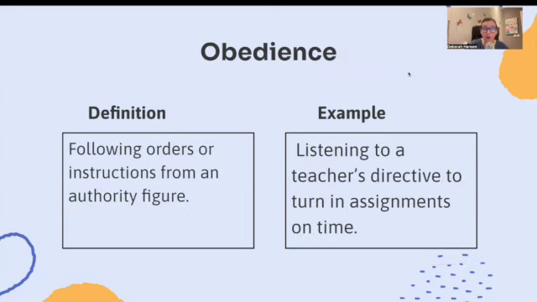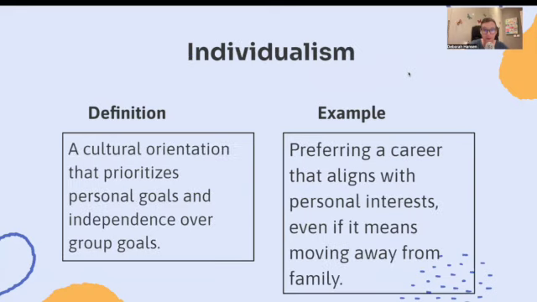Obedience. Following orders or instructions from an authority figure. For example, listening to a teacher's directives to turn in an assignment on time. Individualism. A cultural orientation that prioritizes personal goals and independence over group goals, preferring a career that aligns with personal interests, even if it means moving away from your family.